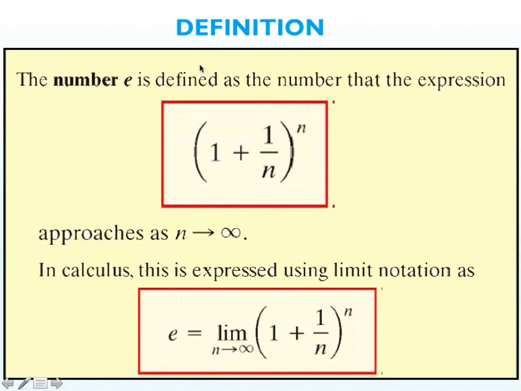Now, one other definition is this number e, which maybe you've seen before, but I want to talk about this very quickly, which if you're going on, you will see this again, okay? It's defined as the number that the expression 1 plus 1 over n to the n power approaches as n approaches infinity. And in calculus, this is going to be expressed using limit notation. So it's going to be the limit of 1 plus 1 over n to the nth power as n approaches infinity. That is how we define e.